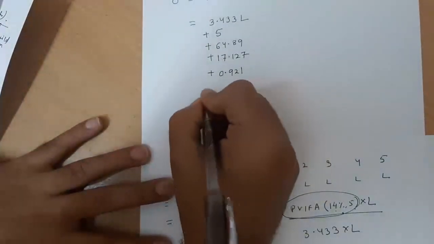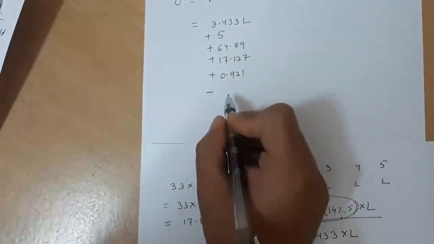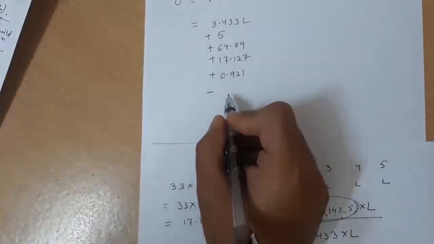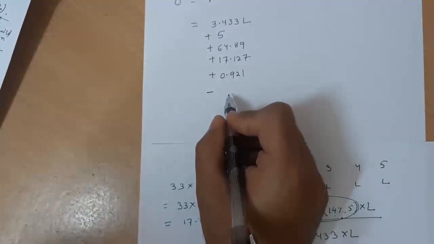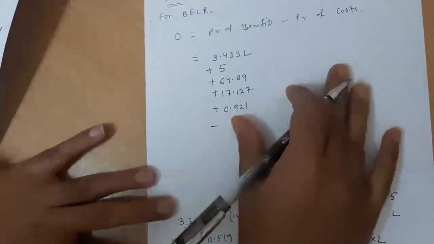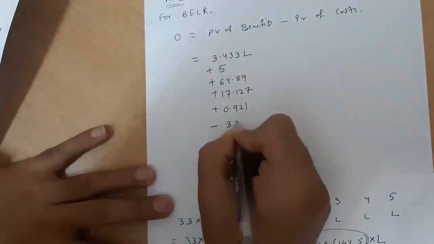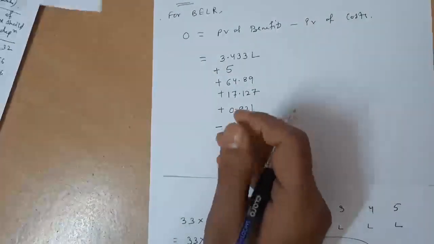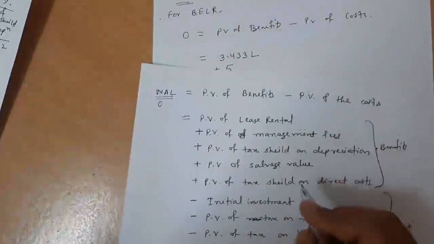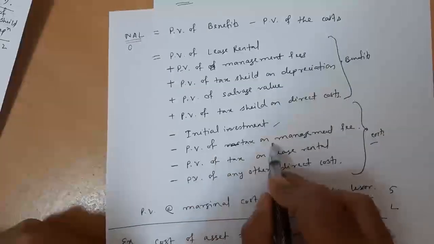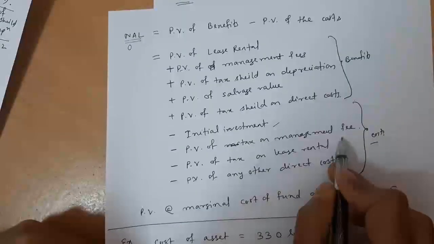Subtract all the expenses. The first expense is your initial investment. What is the initial investment of your project? The initial investment is the cost of the asset, that is 330 lakhs. That is the first expense, the initial investment. Then the next expense is the present value of tax on management fees.